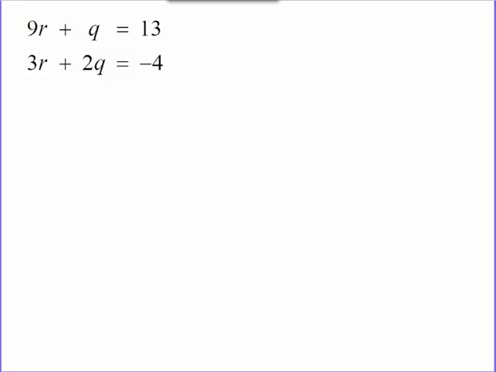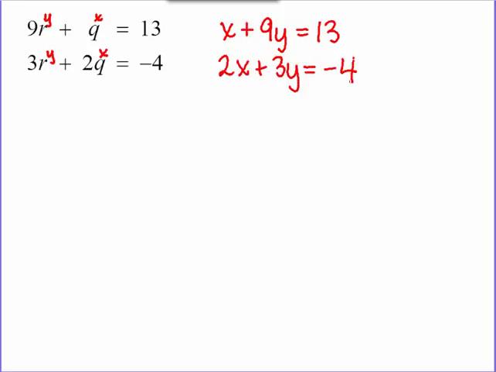And so in this case, how we usually imply it is it comes in alphabetical order. So which one comes first, Q or R? Q. So Q is generally referred to as the X in this case, and R is referred to as the Y. And if that confuses you with the R's and the Q's, you can throw in X and Y. So really, this would be X plus 9Y equals 13, and that would be 2X plus 3Y equals negative 4. Notice how I flipped them around?